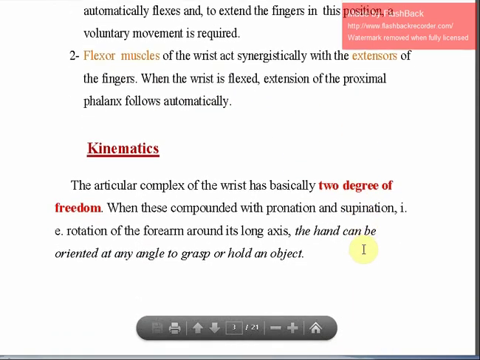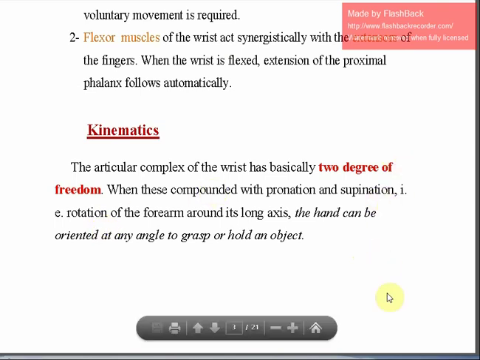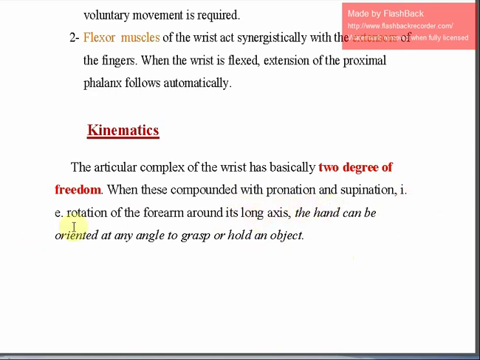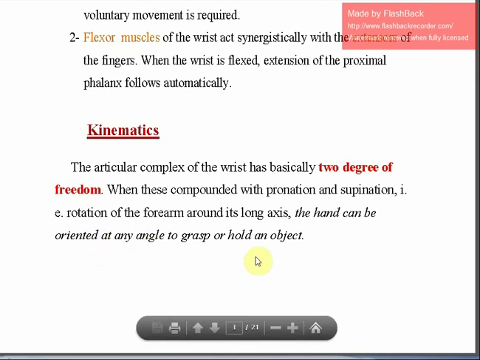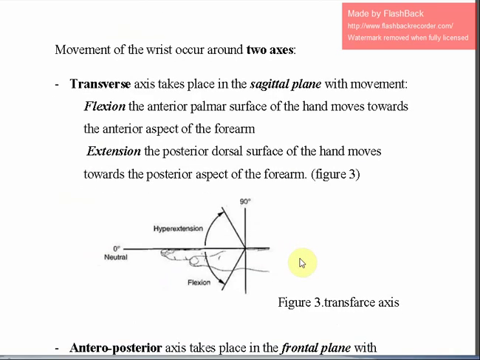Now let us see about the kinematics of the wrist. The articular complex of the wrist has basically two degrees of freedom. When you combine it with pronation and supination, that is the rotation of the forearm around the long axis, the hand can be oriented at any angle to grasp or hold an object. If the forearm and palm are facing up towards the ceiling, it is supination, and if the palmar aspect is facing the ground, it is pronation. The movement of the wrist occurs in two axes.